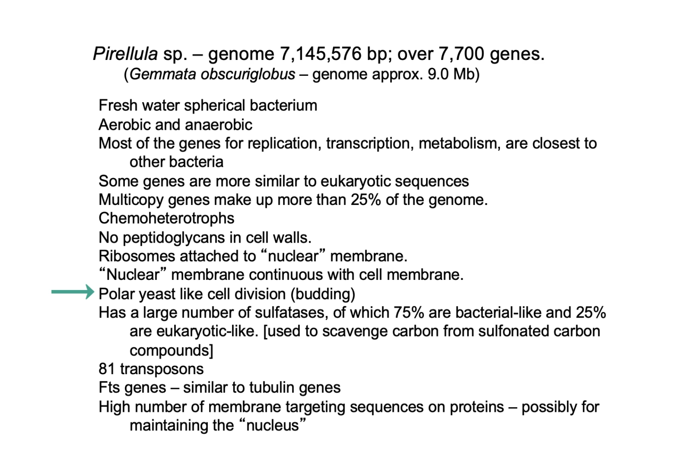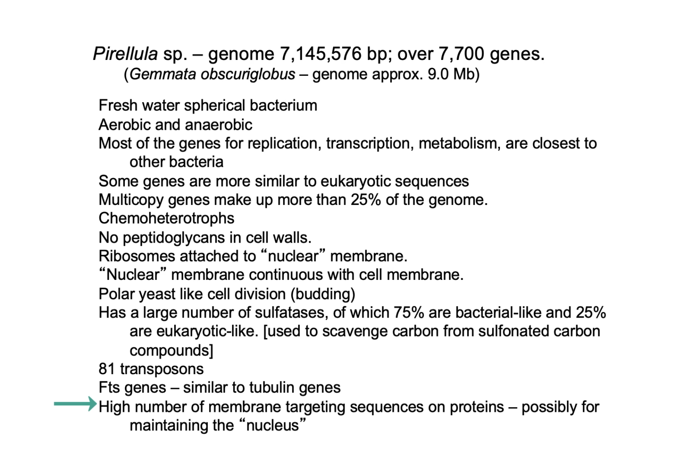and divides. It has a large number of sulfatases, of which 75% are bacterial-like and 25% are eukaryotic-like. It uses these to scavenge carbon from sulfonated carbon compounds. Also, quite a few transposons, 81 transposons, again, a large number for bacteria. And the FTS genes are similar to tubulin genes in eukaryotes.